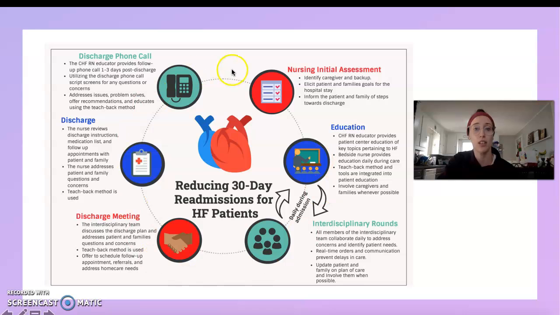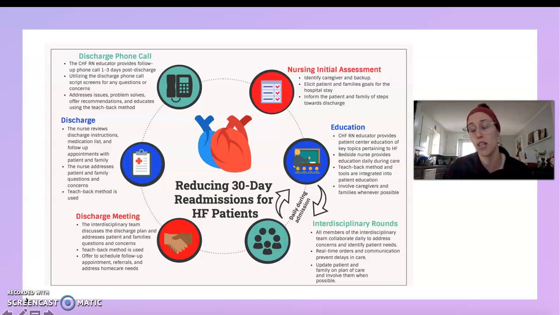In this outer circle of my graphic, which includes 6 smaller circles, which are the interventions involved in my clinical practice change. These interventions happen in sequential order throughout a patient's hospital stay, and they all only occur once, except for education and interdisciplinary rounds, which should occur on a daily basis while a patient is admitted for a diagnosis of congestive heart failure. The first intervention involves the nurse's initial assessment.